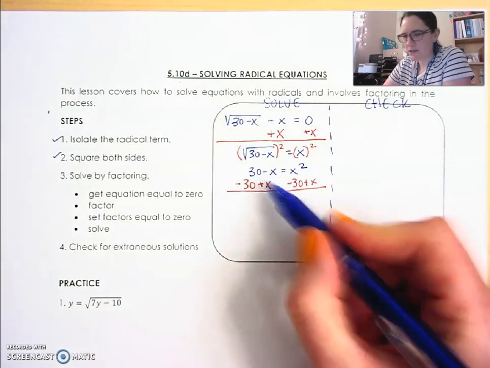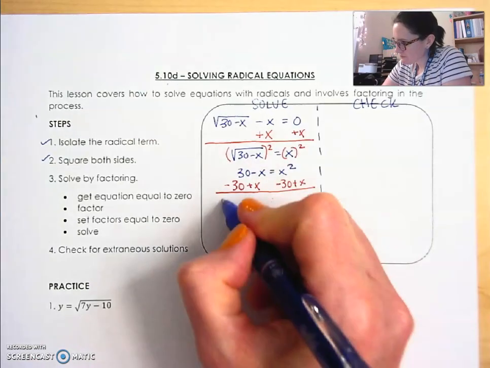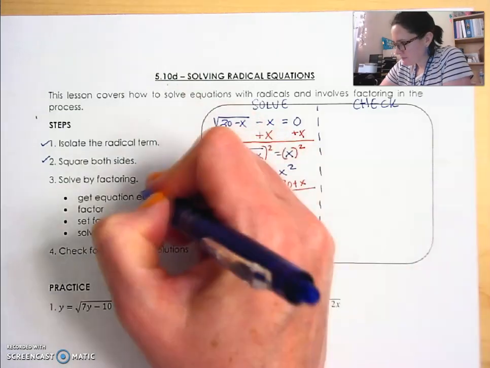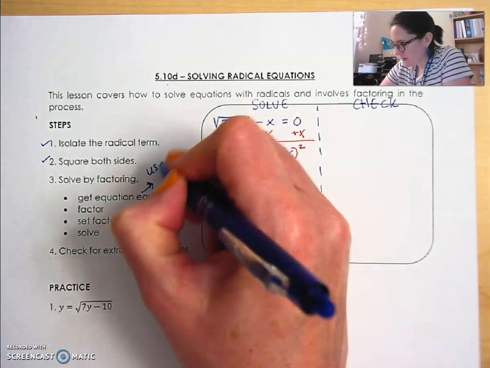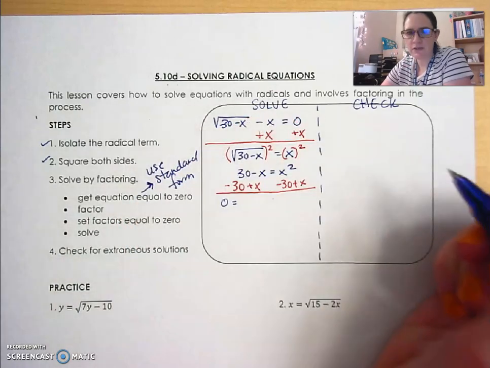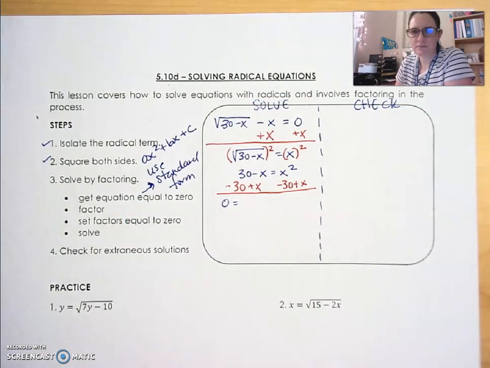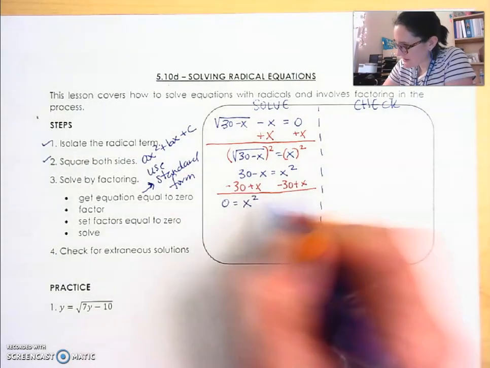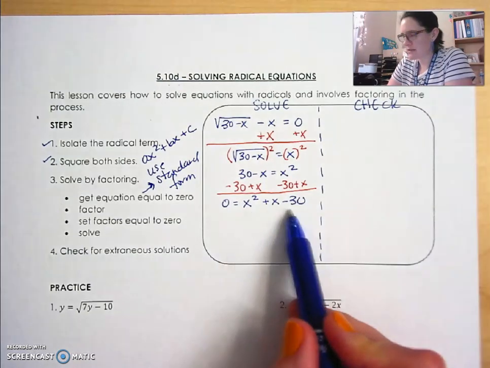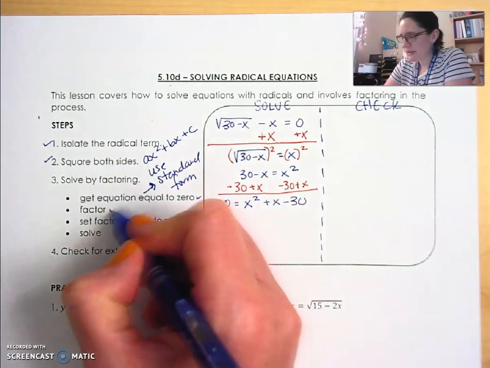So everything on the left cancels out, leaving me 0. And then on the right, I have x squared minus 30 plus x. Now, I am going to use standard form to rewrite those, meaning ax squared plus bx plus c. That will help me in my next step when it's time to factor and I have to figure out my a, b, and c. So x squared plus x minus 30. So that gets my equation equal to 0. So now I need to factor.